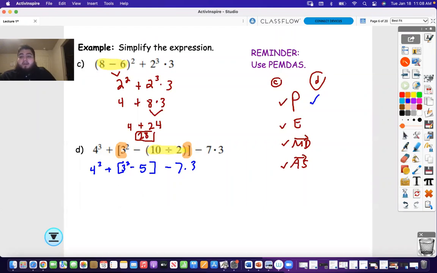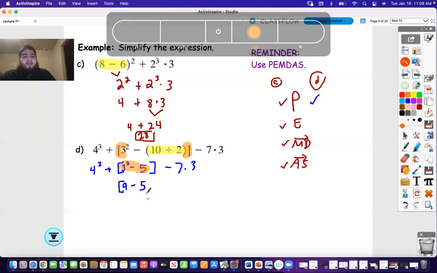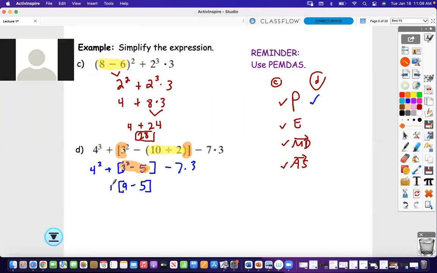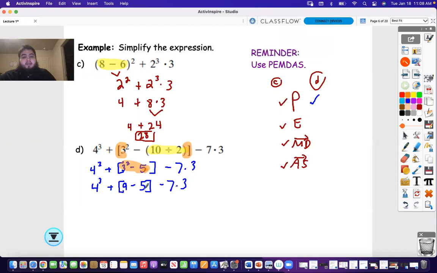All right, now we're not done yet because we still need to simplify this bracket next. So in the bracket, what am I gonna simplify next? What's inside there? 3 squared. What's 3 squared equal to? 9. So I'm gonna get 9 minus 5, right? What's 9 minus 5? 4. So then I'm gonna rewrite the step again. So this 9 minus 5 becomes 4. I'm gonna bring down everything else too.